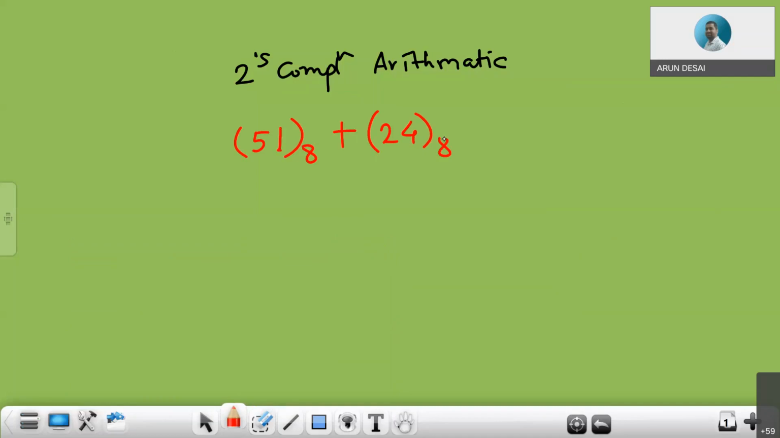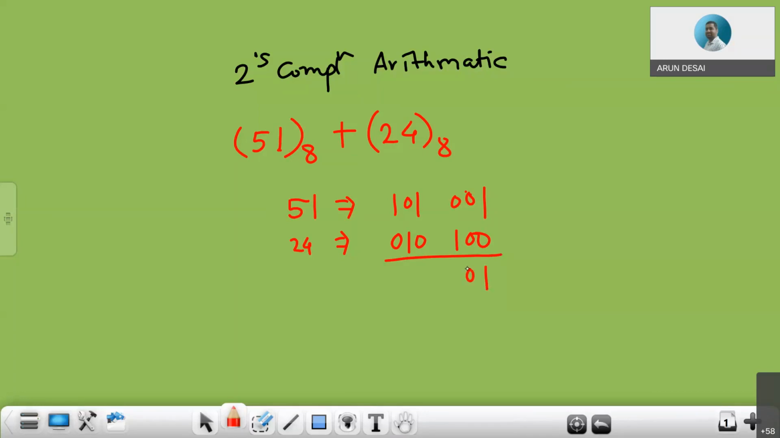Now, this is the number 51, which is octal, plus 24, which is octal. How are you going to add these numbers? This is octal arithmetic. How to add this? See, find out the binary equivalent. 5 is 101, 1 is 001, and for 24 it is 010 and 100, right?